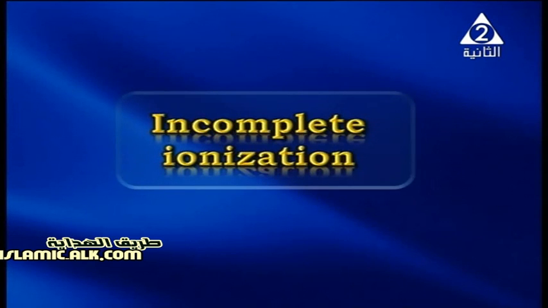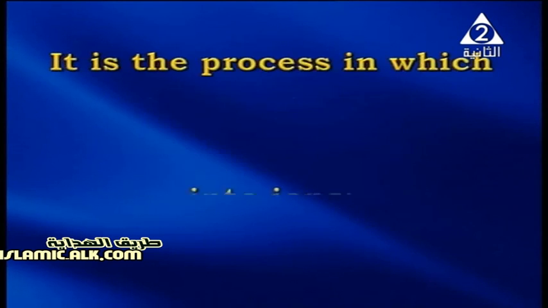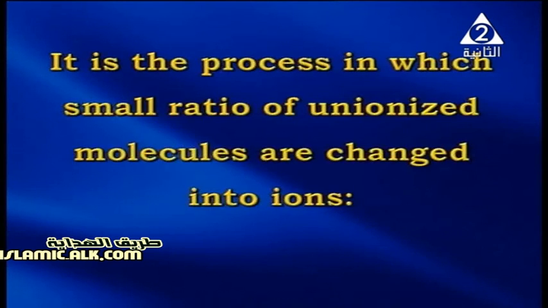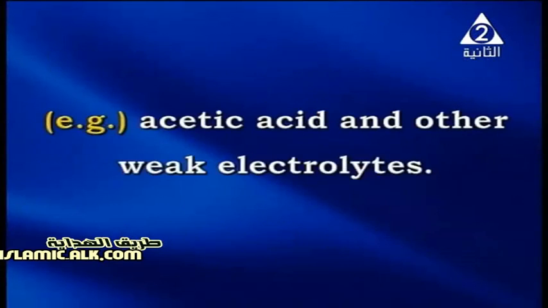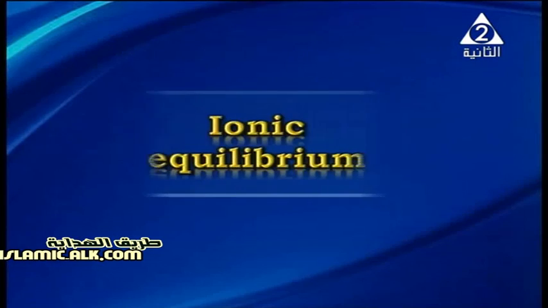Here, the second type of ionization, which is the incomplete ionization. It is the process in which a small ratio of unionized molecules are changed into ions. As the equation proceeds on the screen, AB, which is a weak electrolyte, ionizes partially into A positive and B negative. So it exists in equilibrium with its molecules. For example, acetic acid and other weak electrolytes.